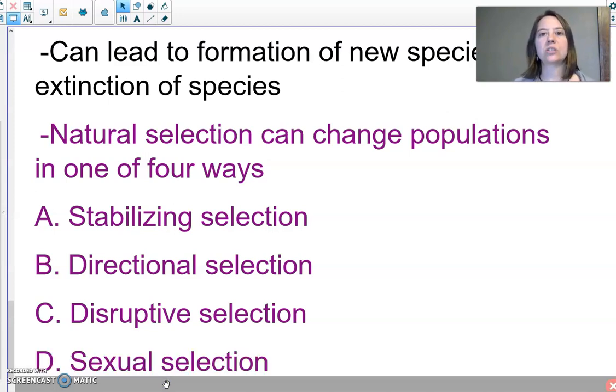And then there is sexual selection, which we talked about before, where a certain trait in one of the sexes becomes more common. We didn't give an example with this one, but an example of stabilizing selection is 8-pound babies or 7-pound babies. So it chooses the middle. If you have really small babies, they have less of a chance of surviving. If you have really big babies, the mama and the baby have less of a chance of surviving, so it selects for the middle ones.